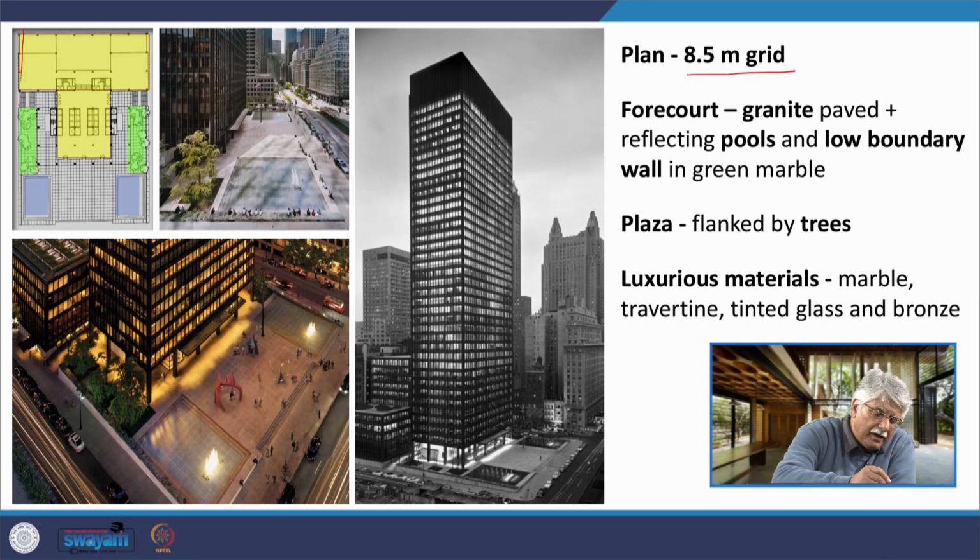He took the entire site and placed the skyscraper at the rear of the site and opened the entire front part of the site as a plaza, as a forecourt, which was paved with granite, had reflecting pools, had a low height boundary wall and had greenery around it. So there are water pools, this granite paved area, a low height wall, and greenery.